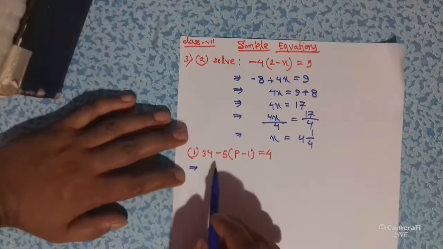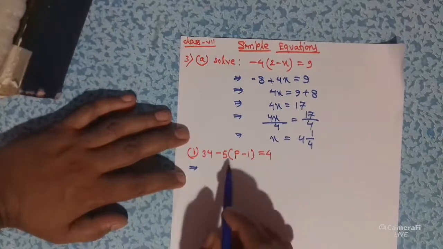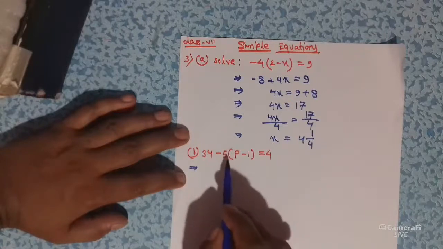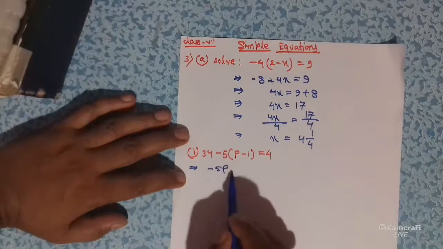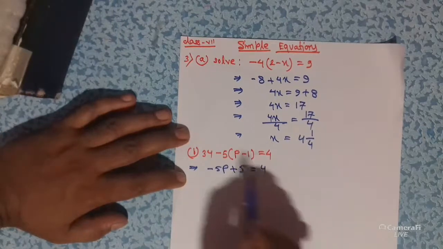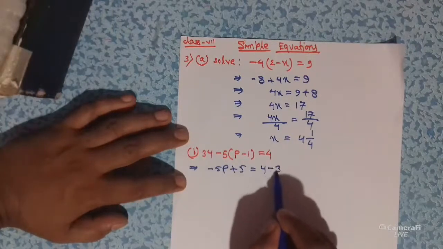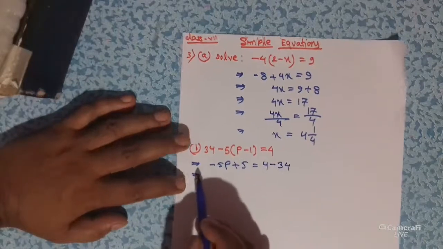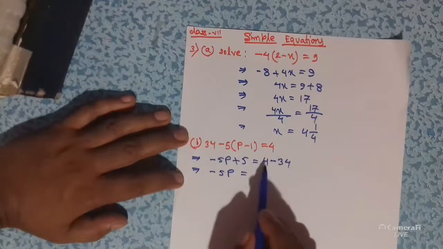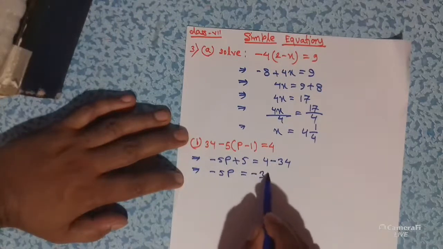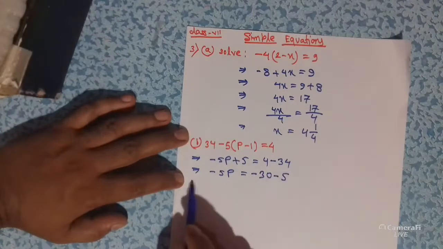So at first you must transfer 34 to the right hand side, and also you have to multiply minus 5 with p minus 1. So it should be minus 5p and minus minus plus 5, and when we transfer 34 to the right hand side, it should be minus 34. Now calculate it. It is minus 5p and minus 34 plus 4. It is minus 30. And again transfer plus 5 to the right hand side. So it will be minus 5.